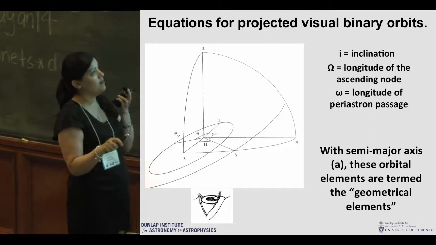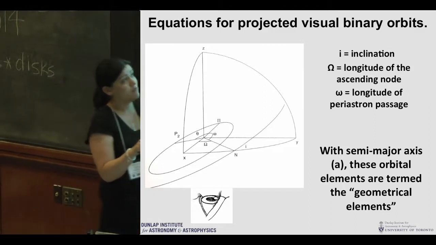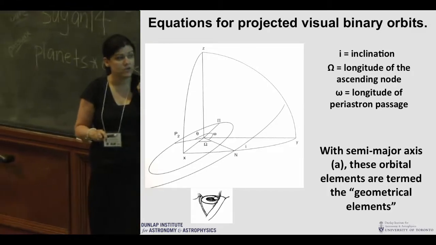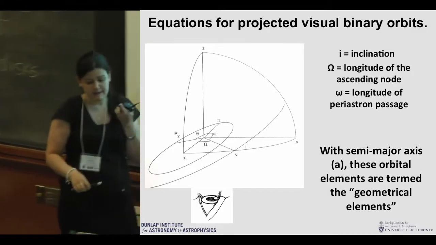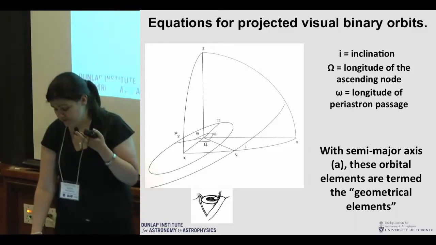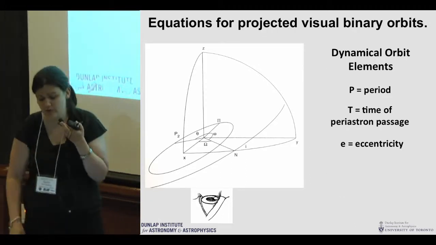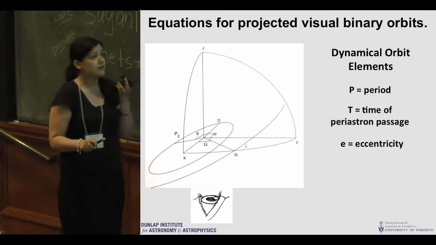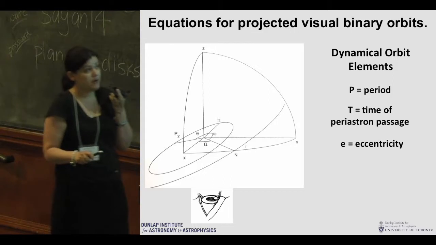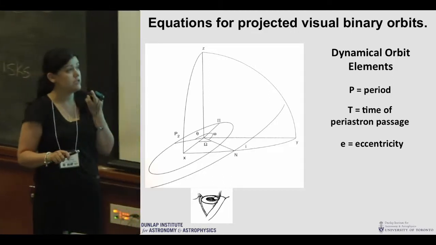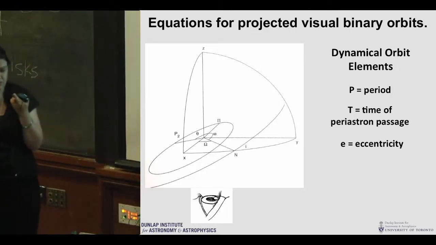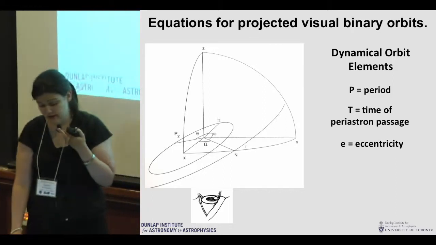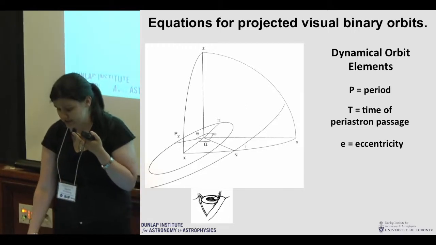So the inclination and both of the big and small omegas, coupled with the semi-major axis, are called the geometrical orbital elements. These are some of those that we usually fit for. Then you combine those with what we call the dynamical orbital elements, things I was talking about before, like the period, the time of periastron passage that was defined in Kepler's equation, and the eccentricity. Altogether, those are the orbital elements that we usually fit for when we're doing this kind of work for these directly imaged exoplanets.